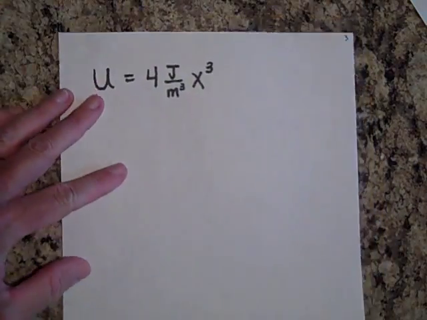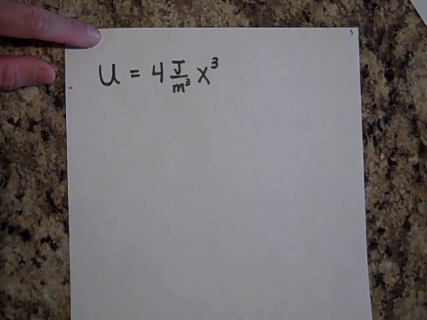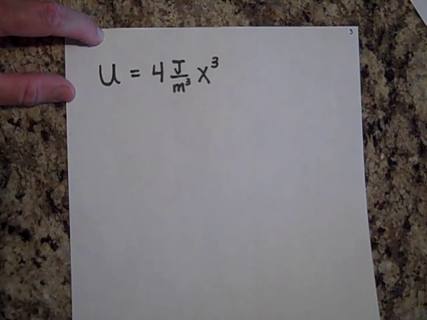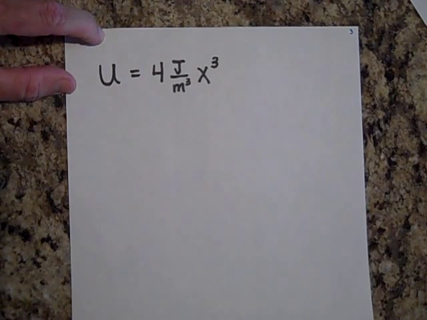All right, going on to the next one. Potential energy. Let's say you know an object's potential energy function. It's 4 joules per meter cubed times x cubed. If I wanted to know the force that goes with this at 2 meters, what will be the force at 2 meters? Okay, go ahead and pause.